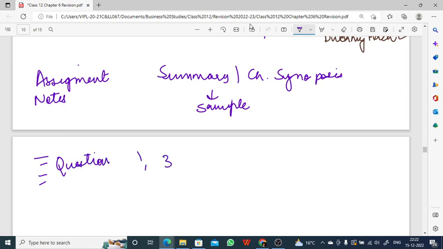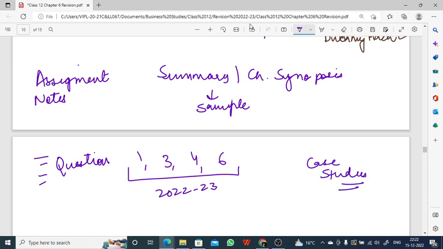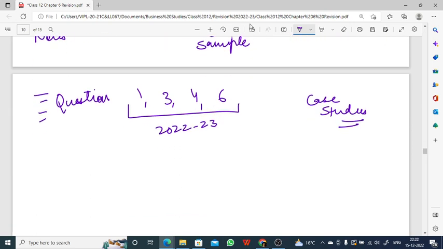1 mark, 3 mark, 4 mark, 6 mark. Previously it was 2 and 5 that also used to come. You can just see them. Anyways, this is the pattern for the 2022-23 examination. You can also go through the case studies, and in case you have questions, you can contact me. You will need 4 days to complete this chapter at most, if you study properly and make a proper plan.